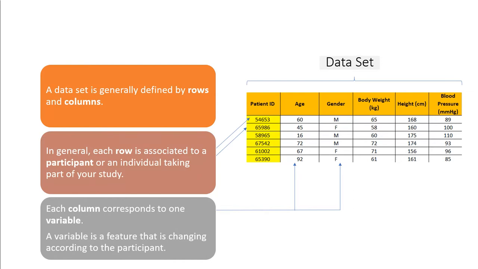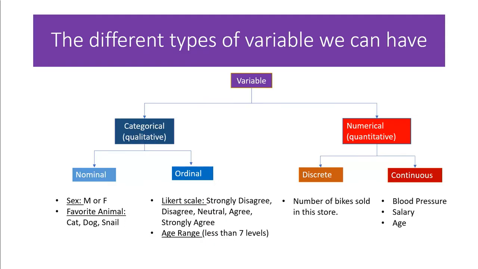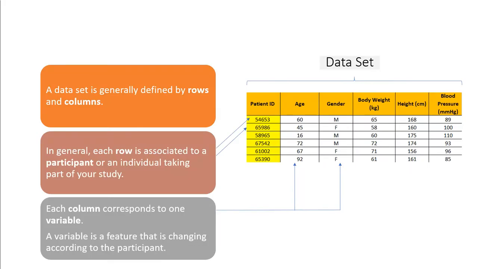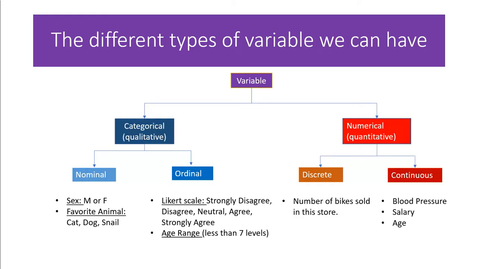After that, you have different types of variables. There are two main types of variables that you should absolutely remember. The categorical variable: for example, gender is a categorical variable. It is moreover a nominal variable because it takes names as values. For gender, for example, it's either male or female.